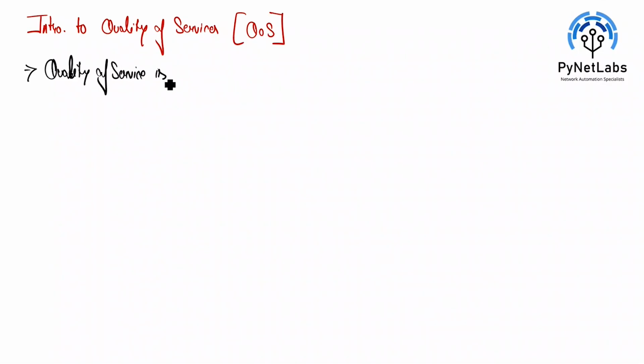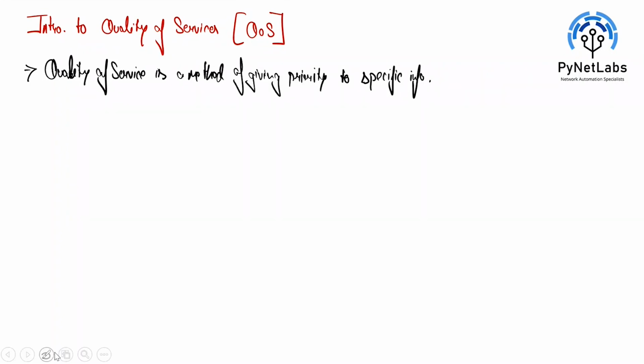is a method of giving priority to some specific information. What kind of specific information can it be? For example, we can take a simple scenario where we normally have different types of traffic. If you are working in a production environment, you could have VoIP traffic, voice over IP. Let's say your company is using Microsoft Teams, some video conferencing apps. So this is one kind of traffic. Let's say there is an FTP server in your production environment, users are browsing HTTP services, or ICMP traffic can be there.